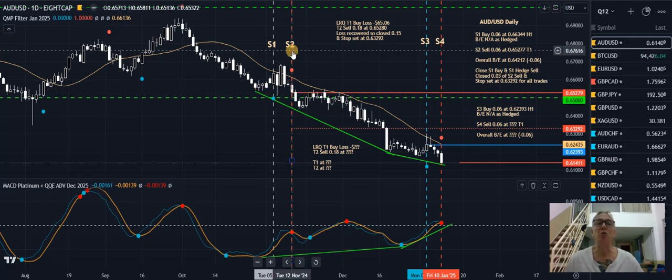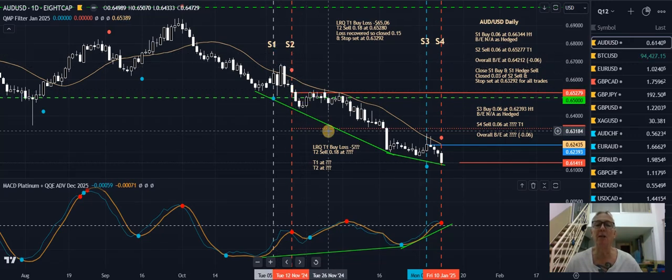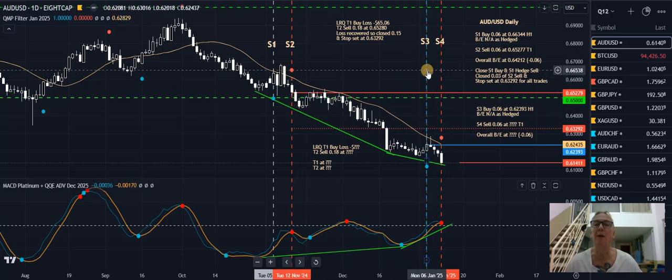Right, don't worry about sequence 2 over here. That's already a winner. Sequence 1's finished. Sequence 2's a winner. There's a stop. We can't lose on that. It also had a loss recovery, which we can't lose on that. So ignore these trades over here. All good. Just move over here.